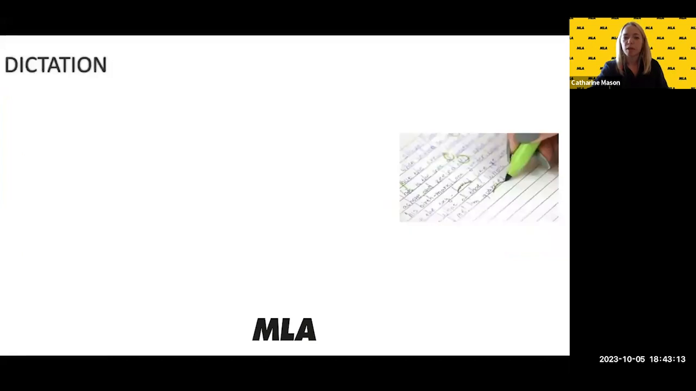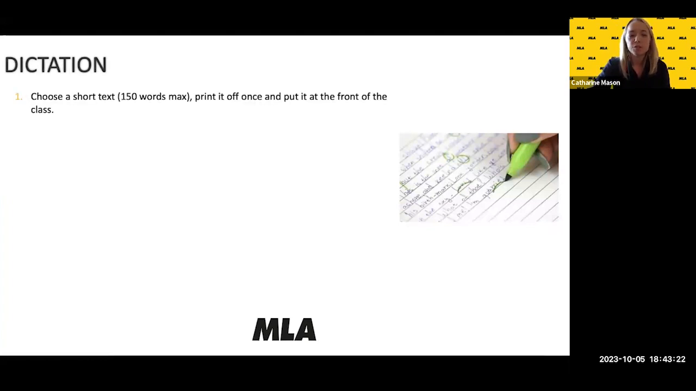Excellent. We have got two more delayed error correction techniques to show you. The first one is a dictation. So choose a short text. I would say roughly 150 words, not much longer than that. Otherwise, it just becomes a very, very lengthy exercise. Print it off once and put it at the front of the class. Now, if that text breaks up, for example, into 3 pieces, it's quite nice to make them clearly 3 separate paragraphs.